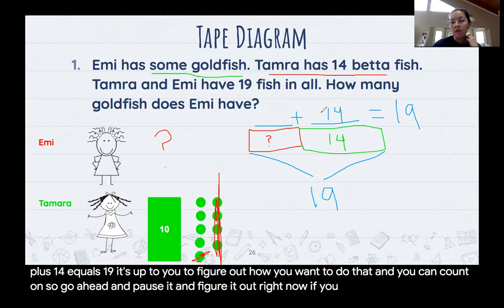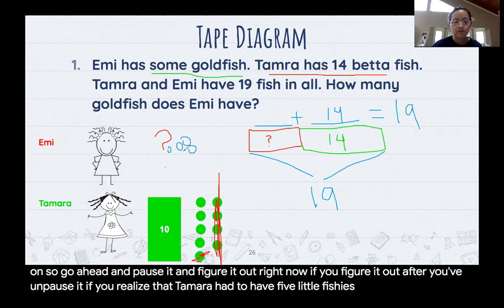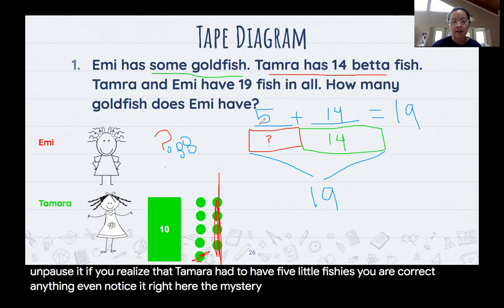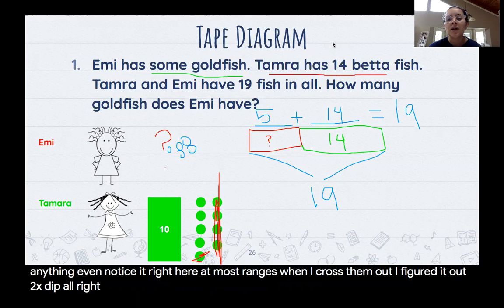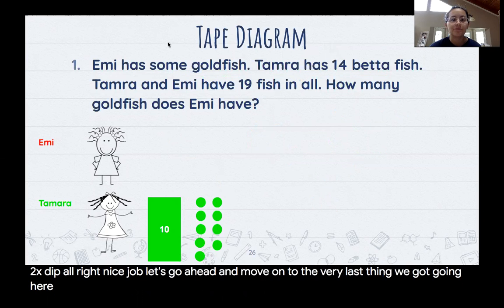If you figured out, after you've unpaused it, that Tamara had to have 5 little fishies, you are correct, and you can even notice it right here that Miss Hernandez, when I crossed them out, I figured it out too by accident. All right, nice job. Let's go ahead and move on to the very last thing we got going here.